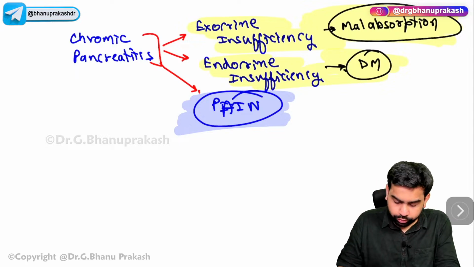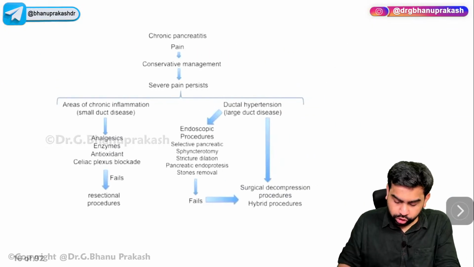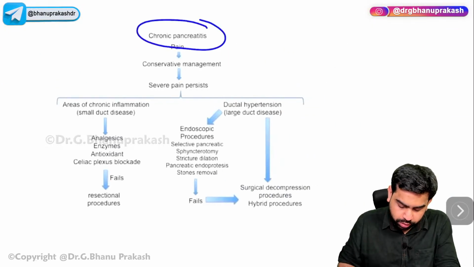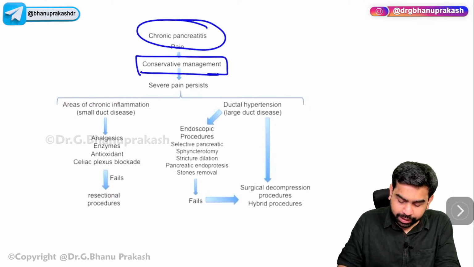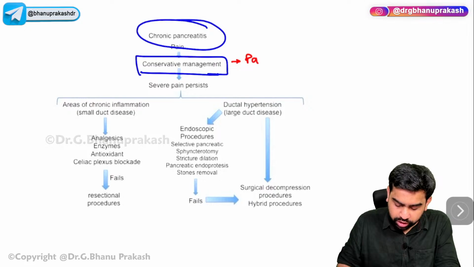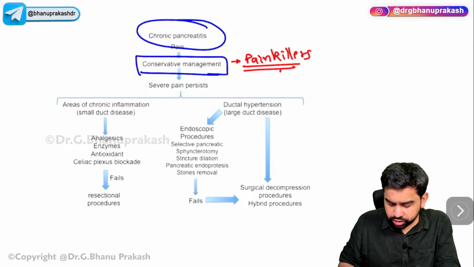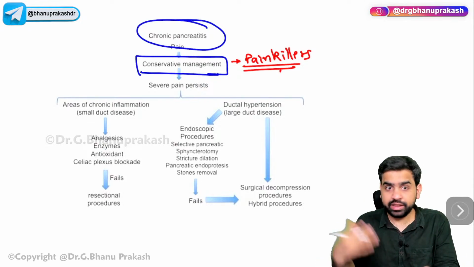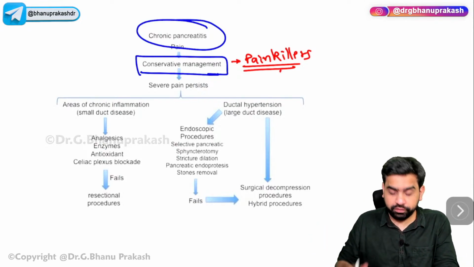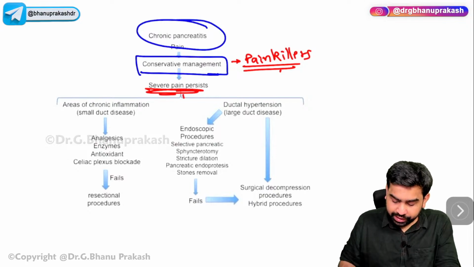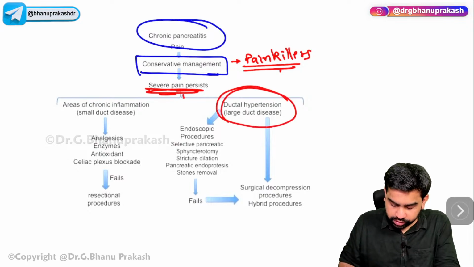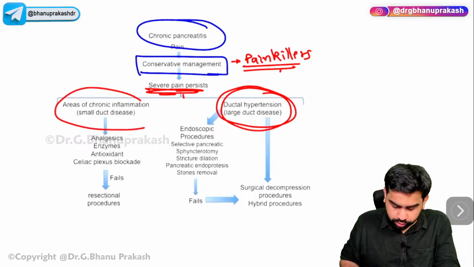Now I'll walk you through how you manage a patient of chronic pancreatitis. Whenever you have a patient with chronic pancreatitis, first you go with conservative management. In the conservative management, you give the patients painkillers and all that stuff. If the patients respond to the pain, that's great. But if the patient doesn't respond, then you have to distinguish whether the patients are having a large duct disease or a small duct disease.